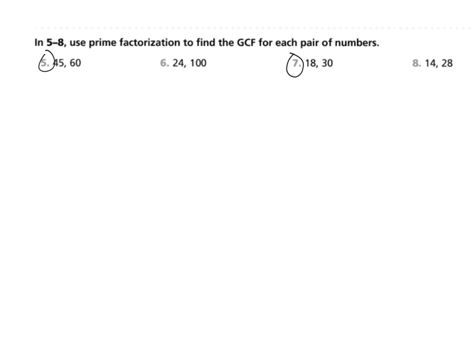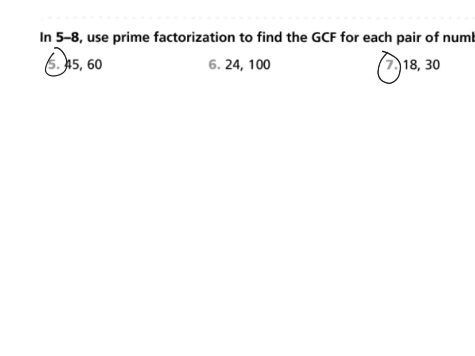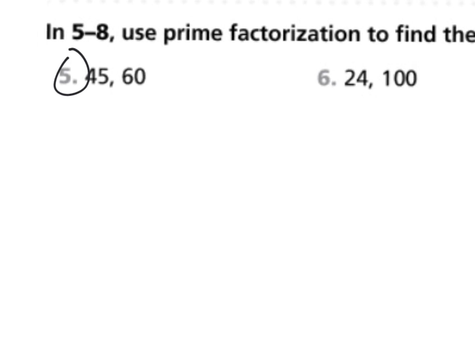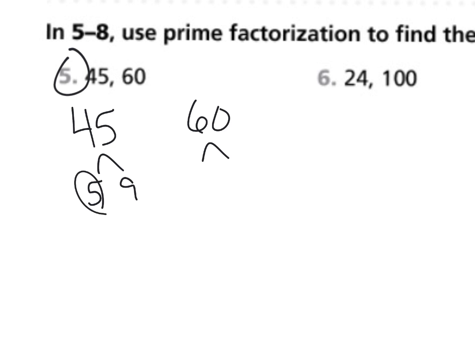We'll look at number 5. They want us to find the greatest common factor for these numbers. So 45 and 60, we're going to do prime factorizations as one way of doing this. So 45 is 5 times 9. Remember, if numbers end in 5 or 0, they're divisible by 5. 9 is 3 times 3.